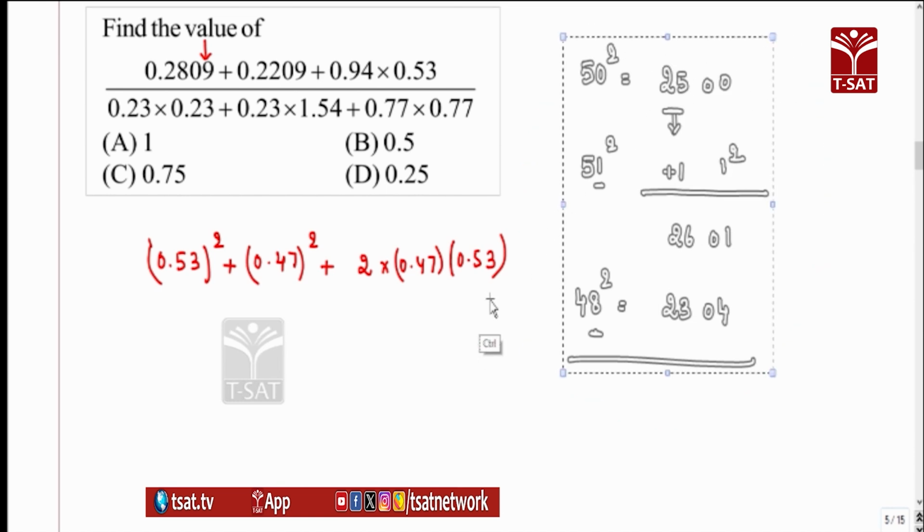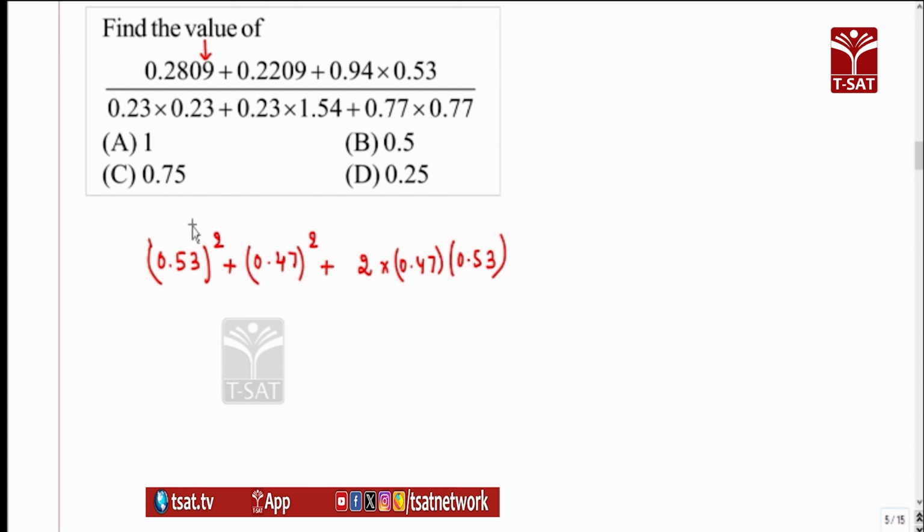Now completely, your numerator is in the form of (a plus b) whole square, because you have a square plus b square plus 2 into a into b. Now what is a and what is b here? In the numerator, a is 0.53 and b is 0.47. Therefore, a plus b becomes simply 1. Now a plus b is 1 means the entire numerator becomes 1.